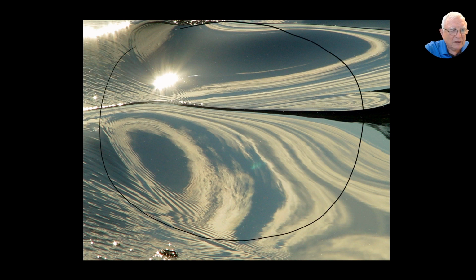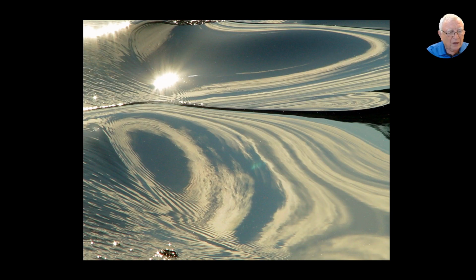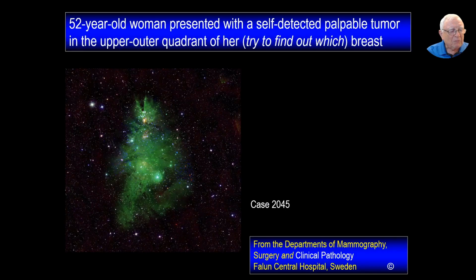This looks like the breast cancer problem. Whirlpool-like. There is no cookie-cutter solution here. Case number 3, 52. Self-detected palpable tumor in the upper outer quadrant. Would you be kind enough to come with me?